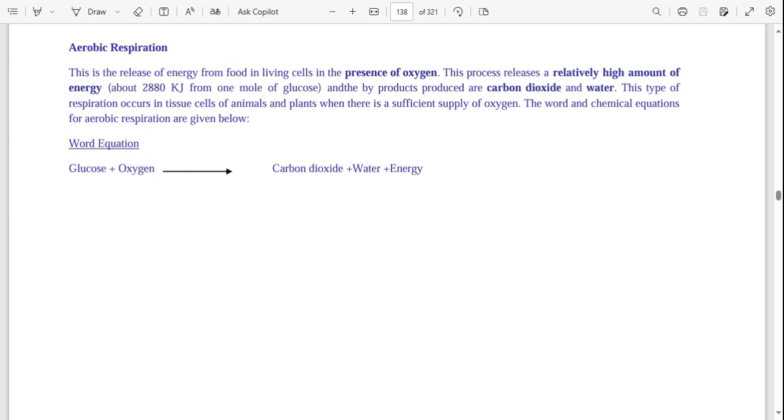When you are using oxygen, you release a lot more energy than when you are not using oxygen. But energy is not the only product. You also have carbon dioxide and water produced. This respiration occurs in the cells of animals and plants when there is enough oxygen supply. You need to know this equation for aerobic respiration: when you react glucose with oxygen, you produce carbon dioxide, water, and energy. Make sure that you know it.